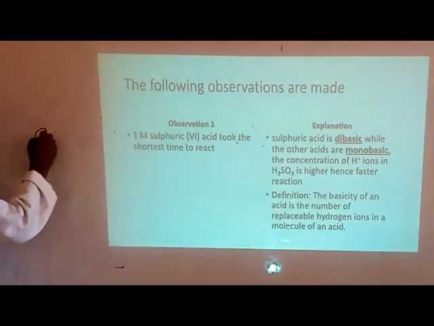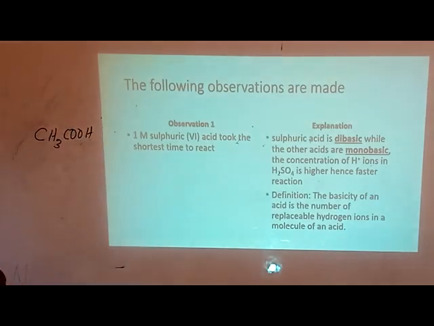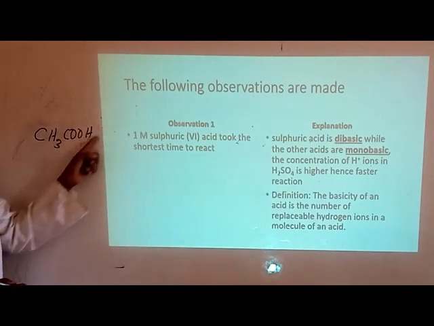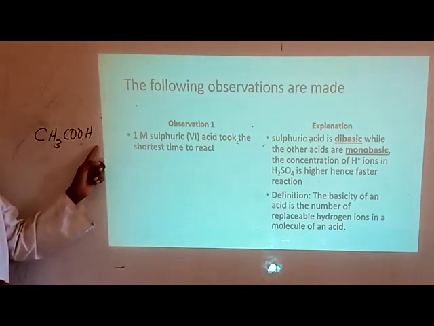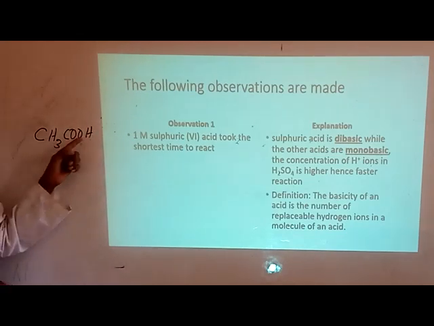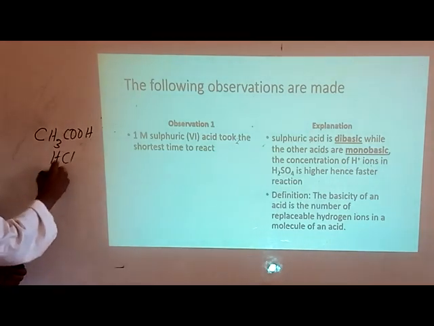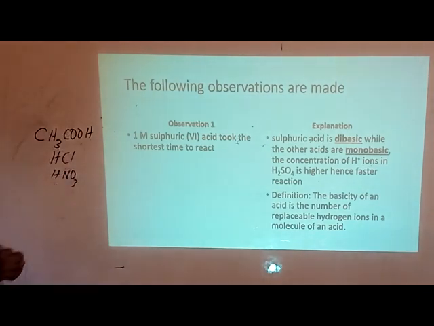Note that when you write ethanoic acid, you can write it like that. So it appears to have 4 replaceable hydrogens, but as is the case with organic acids, the number of hydrogens in the molecule is not necessarily equal to the basicity of that acid, because the active hydrogen is the hydrogen on the carboxyl group. This is the active hydrogen. These hydrogens are not active. So this acid is actually monobasic, just like hydrochloric acid, just like nitric acid. They are all monobasic acids. They have 1 replaceable hydrogen.